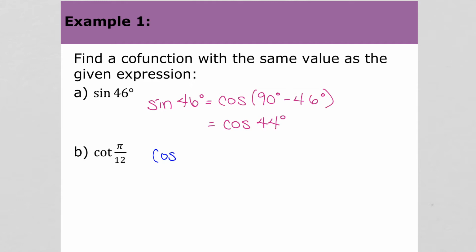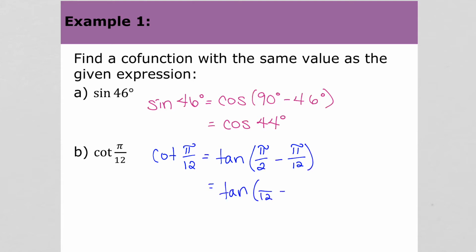Then cotangent of pi over 12 is equal to the tangent of, this time we use pi over 2 instead of 90 degrees, minus pi over 12. And we'll need to get a common denominator. So let's use 12 because that'll work. 2 goes into 12 6 times, and we have 6 pi on top. Subtracting, we get tangent of 5 pi over 12. So the cotangent of pi over 12 will give you the same thing as the tangent of 5 pi over 12.